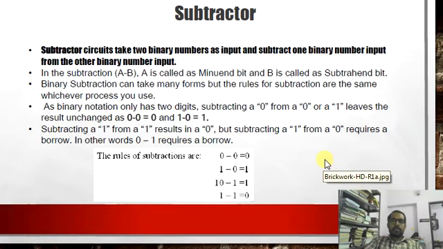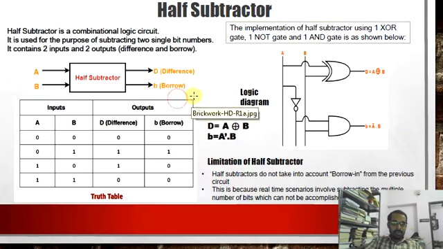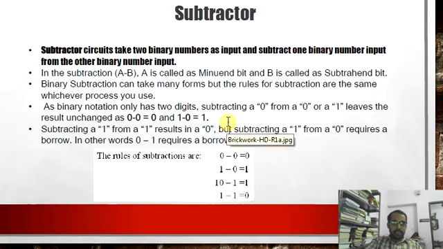Hence, the binary subtractor is a decision-making circuit that produces the difference between two binary bits at the input, and also produces an output which is called the borrow, to indicate if a one has been borrowed. In the subtraction between A and B, A is called the minuend and B is called the subtrahend bit. These are the basic rules governing subtraction between two digits.